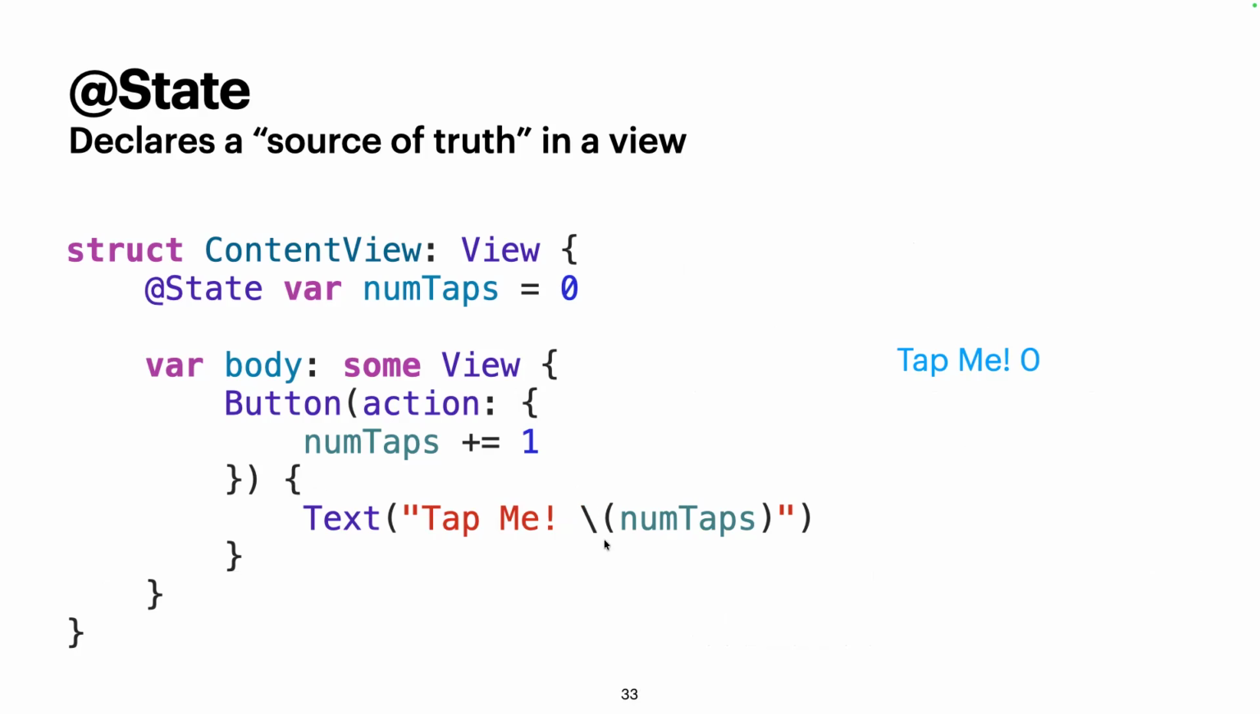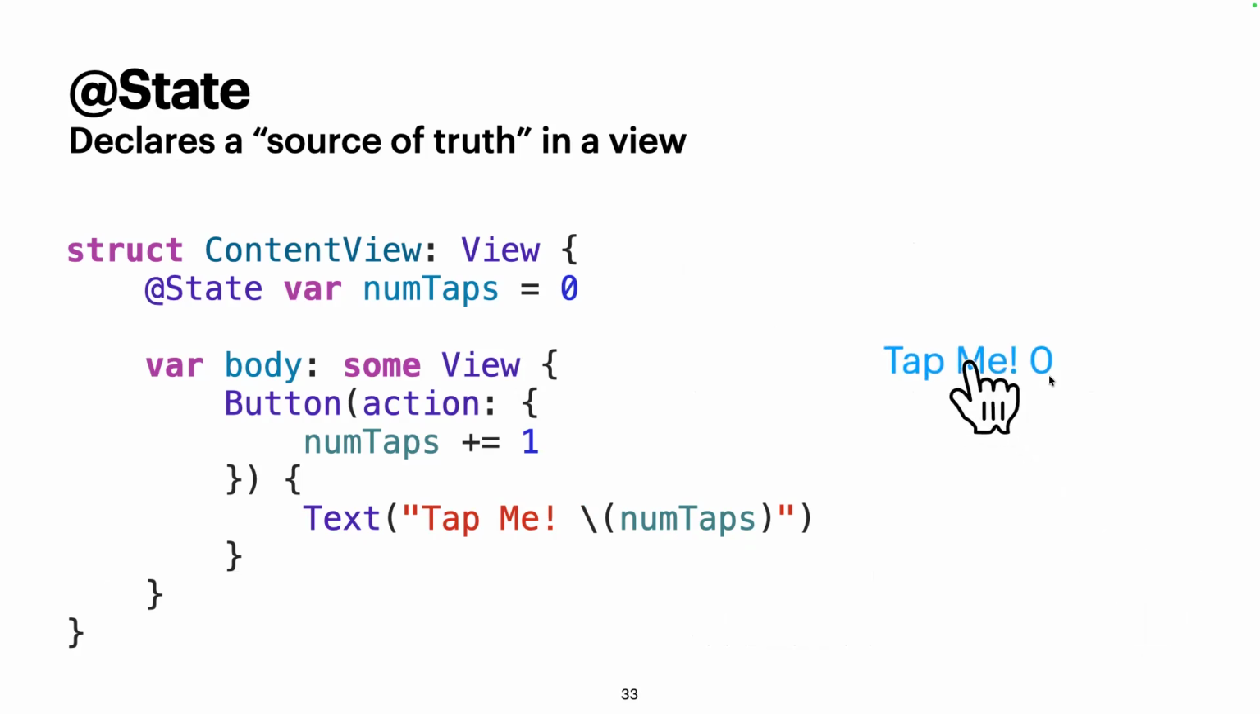Now let's change it. So now we're actually creating a dependency to numTaps. In this button we have "Tap me!" And remember, this is string interpolation. What this does is embed the value of this variable within the string. Right now it's 0, so we have "Tap me! 0".